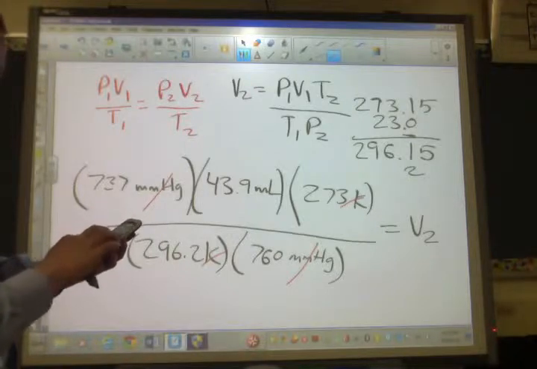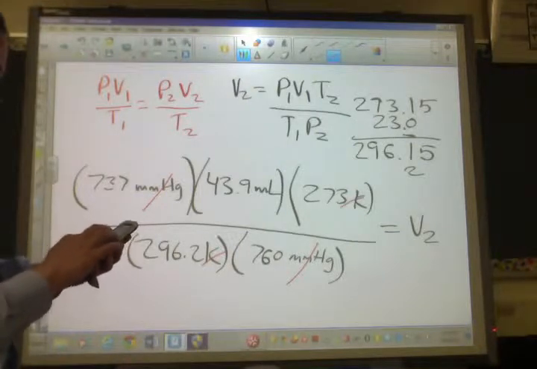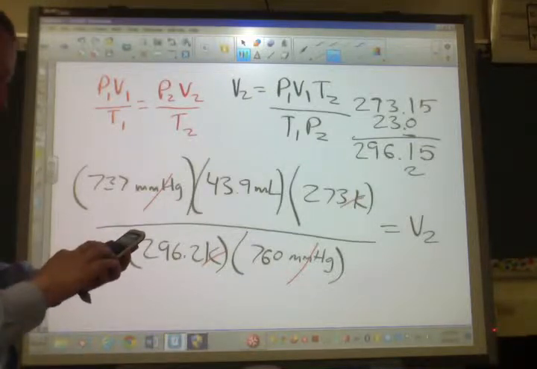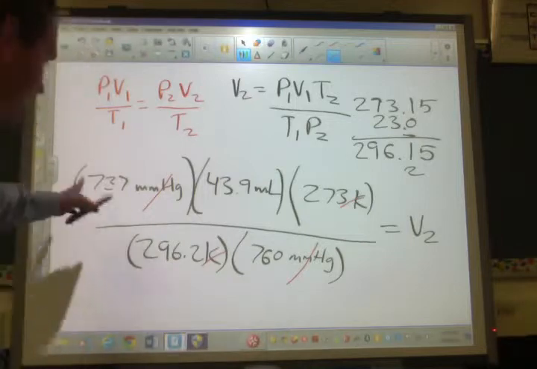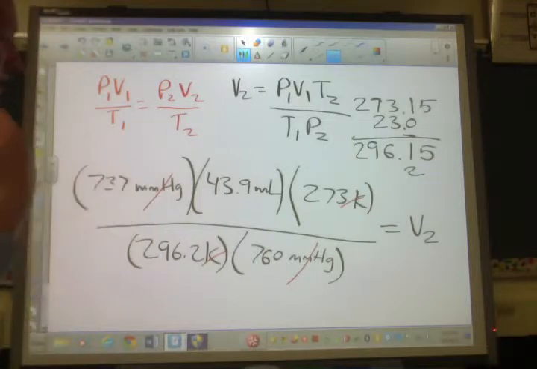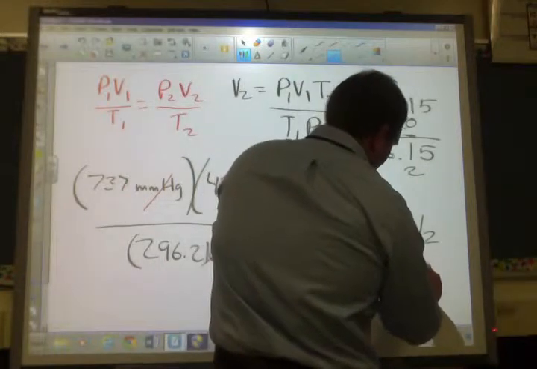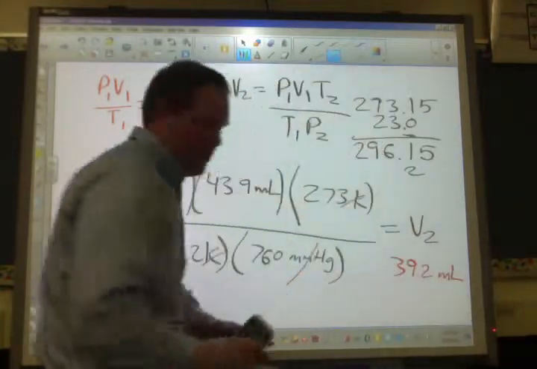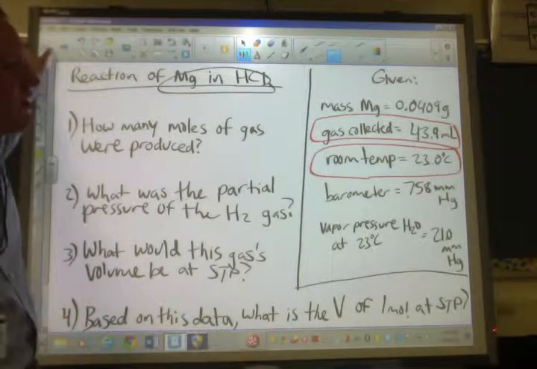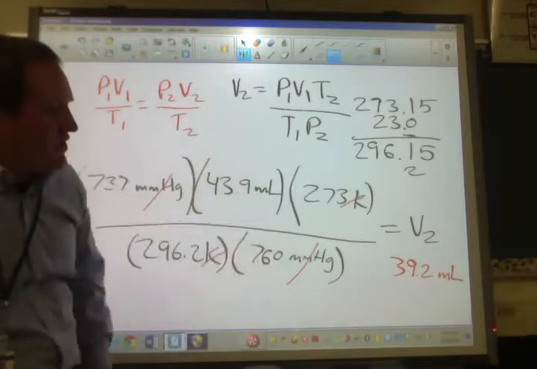Okay, 373 times 43.9 times 273 divided by 296.2 divided by 760 equals, and looking at sig figs here, this we assume is infinite because 760 is just accepted as standard pressure. So all the rest give me 3 sig figs, so I'm going to call it 39.2 milliliters. And comparing that to the volume I got, in this case it makes sense. We collected 43.9 milliliters. And I'm saying if we were at STP, it'd be a little bit less.